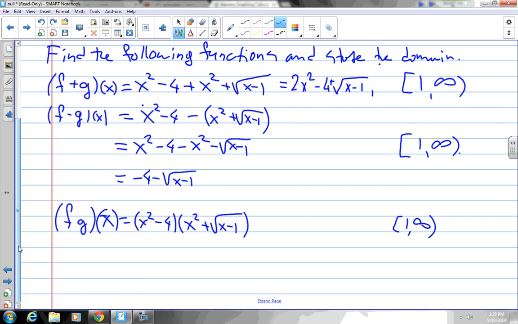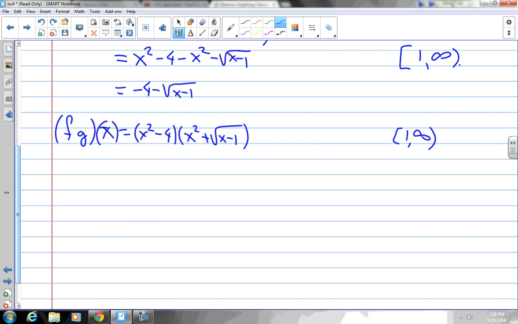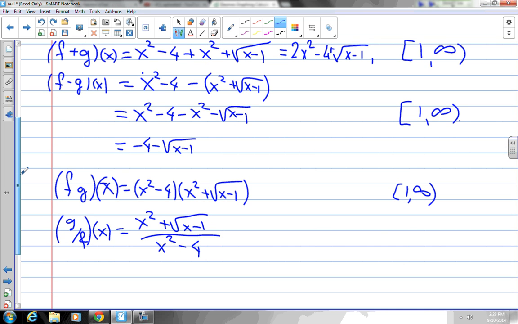So let's do this function, g over f. I want to put f in the denominator. So that's the square root part over x squared minus 4. Okay? So what's the domain of that function?